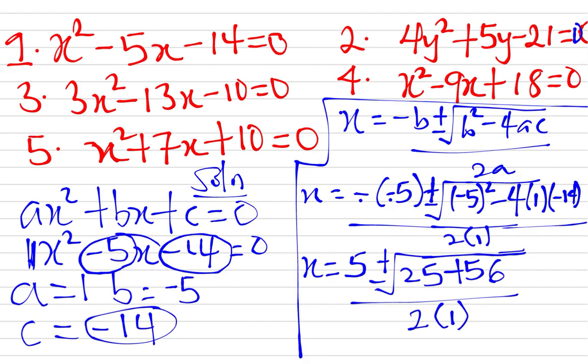Now we have the second example. The second example says 4y squared plus 5y minus 21. So we have the second question that I want to solve now.